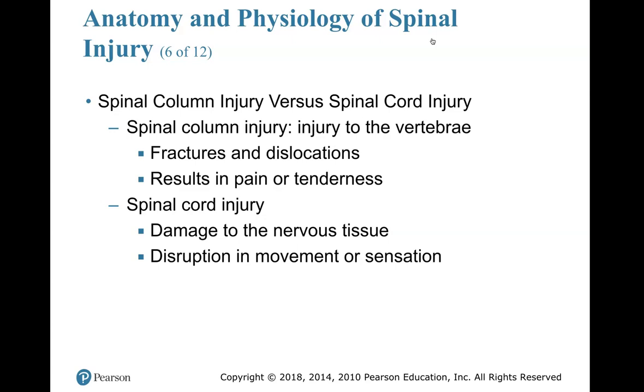So be thinking about that when you deal with patients with back injuries or possible spinal cord injuries or spine injuries. A spinal cord injury is damage to the nervous tissue and a disruption in the movement or sensation. So if you have someone who has tingling or inability to move after a vehicle crash or some kind of trauma, where you see some of those previous injuries like this, then you know the column could be affected, but it's not causing the numbness or the paralysis. The injury to the spinal cord would be causing that.